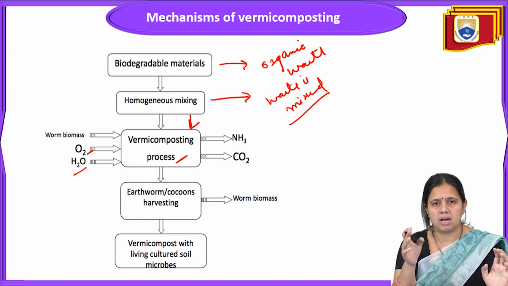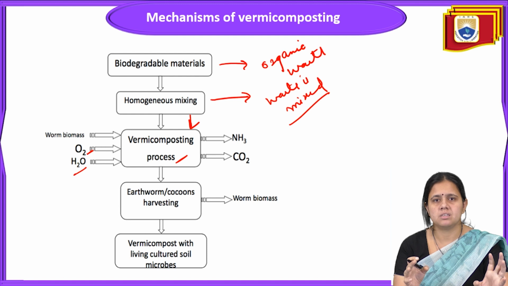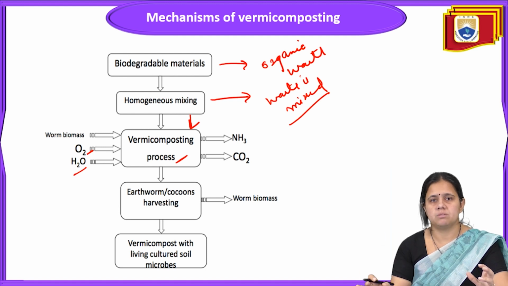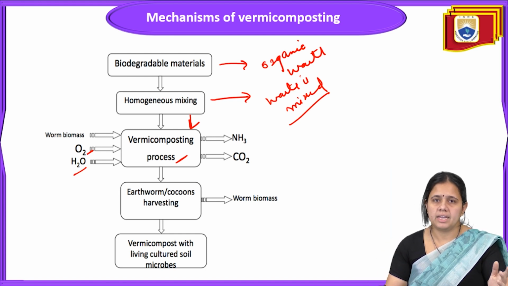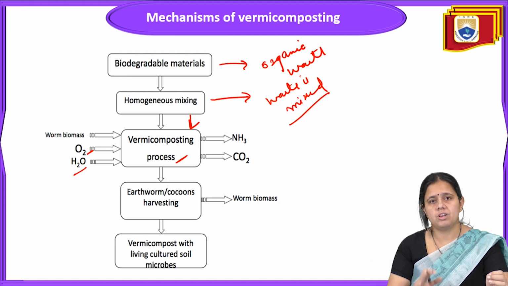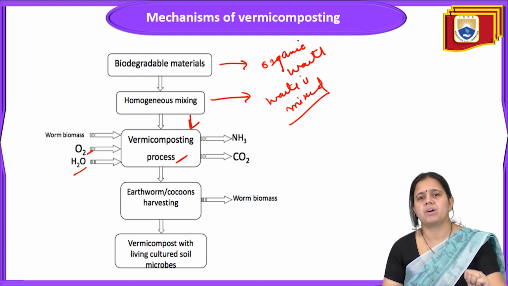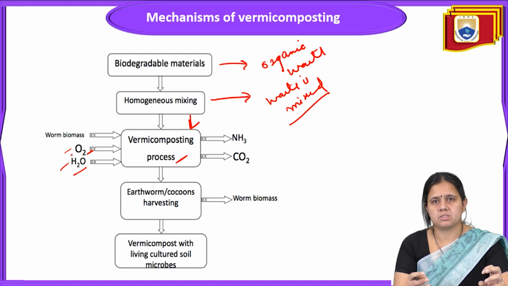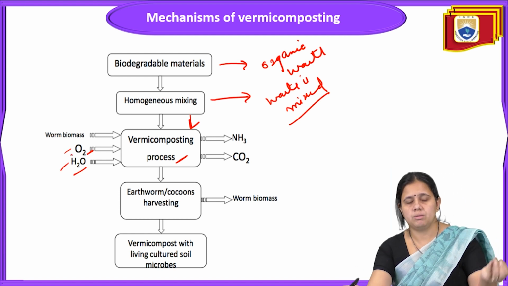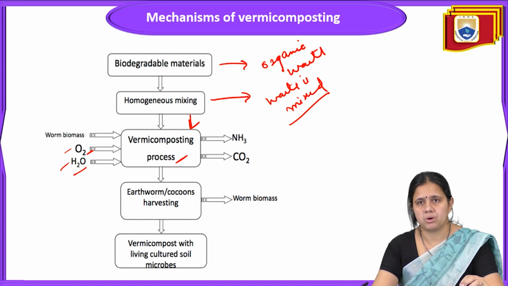So we'll take the biodegradable waste and make it a homogeneous mixture up to some ratio at one place, and we'll keep it inside a box, and inside the box worms will be added. Three things will be provided: first is the worms, second is the oxygen, and then water. So these three things will be added into the vermicomposting process.